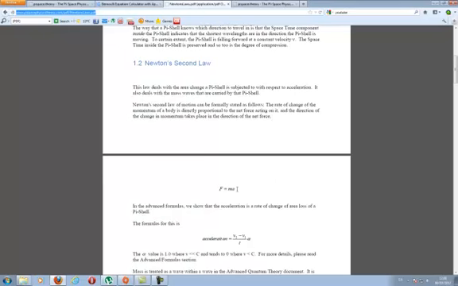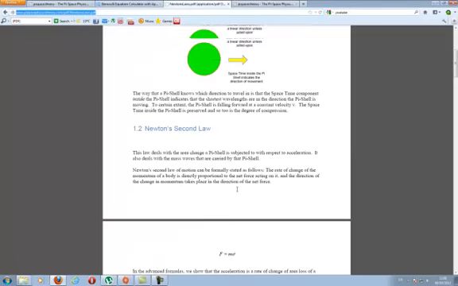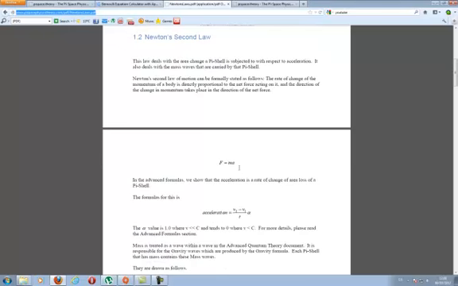F equals ma. So we move away from the idea of velocity, and in this case velocity is up here. This is what you would call momentum. An object traveling at a velocity in a direction, we say it has momentum. Now, when we talk about an object changing with regards to acceleration, we talk about force. So we go from momentum, which is velocity based, to force, which is acceleration based.